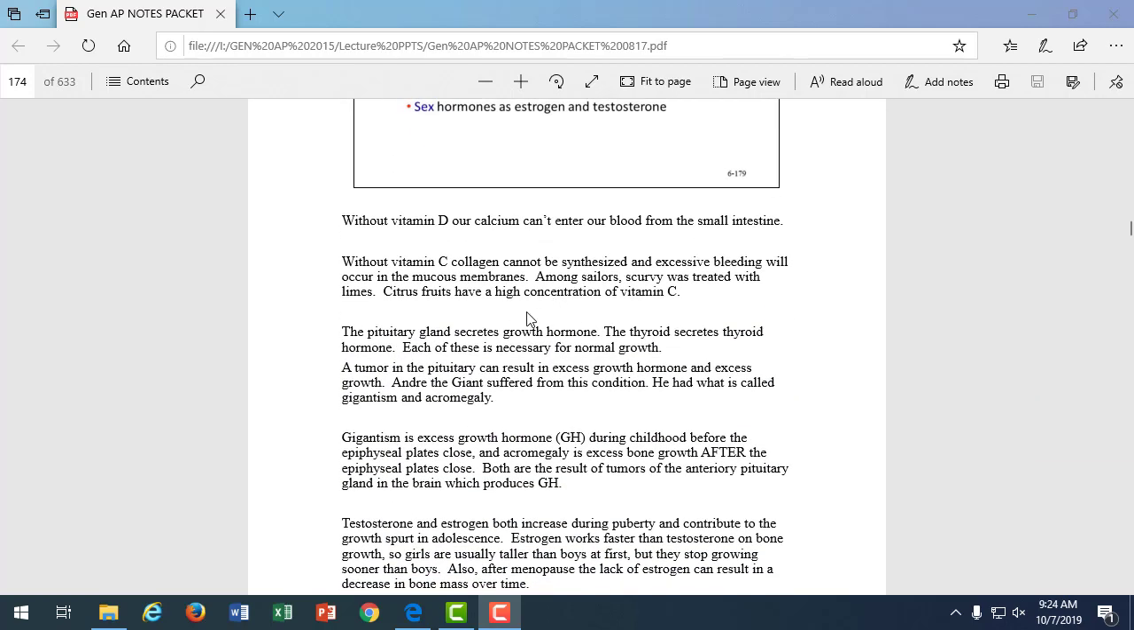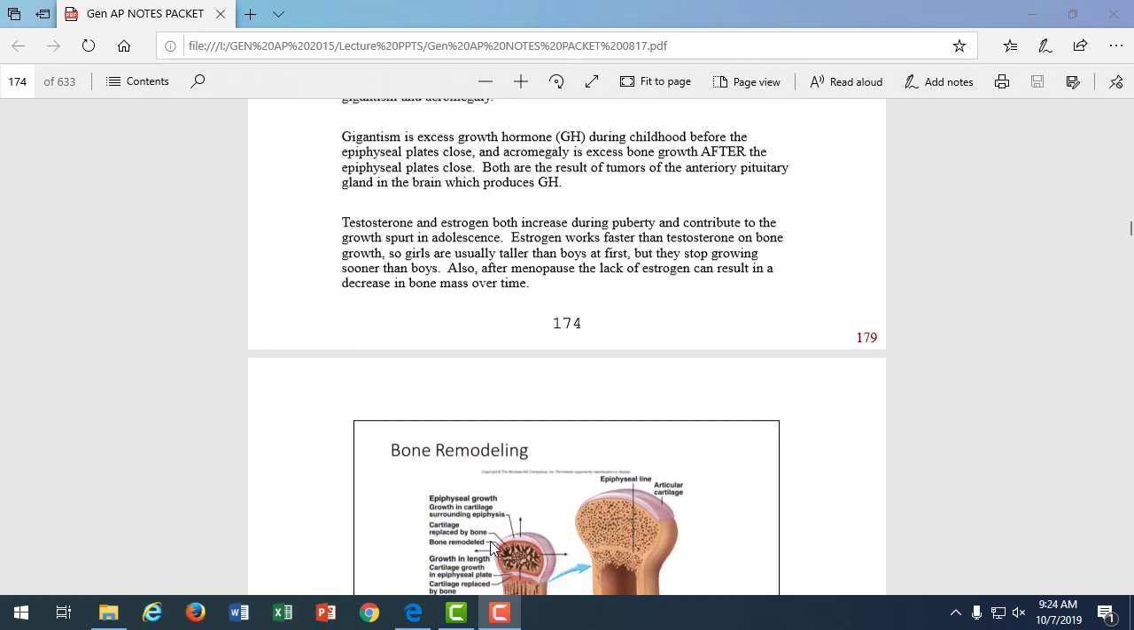So the pituitary gland secretes growth hormone. Again, that is secreted throughout life. The thyroid gland secretes thyroid hormone, and we know that the ovaries and testes are the number one secretors of those sex hormones, testosterone and estrogen.